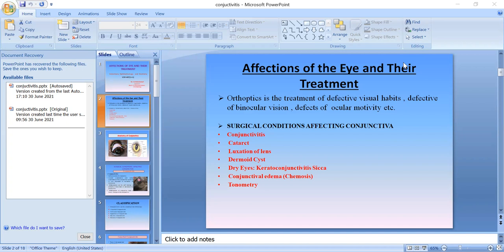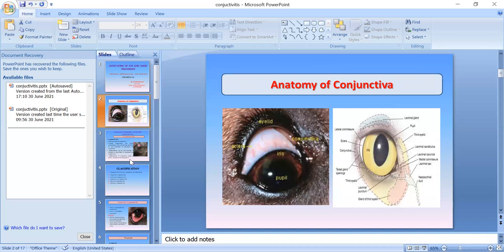So surgical conditions affecting the conjunctiva: conjunctivitis, cataract, luxation of lens, dermoid cyst, keratoconjunctivitis, cyst, conjunctival edema, right? So these are some affections of the conjunctiva. So you can see here, this one is the sclera and this portion is the conjunctiva, right?